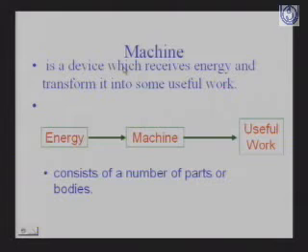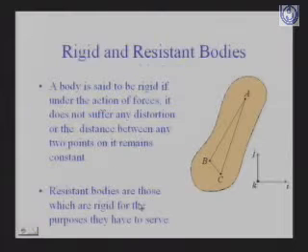If we see what a machine is, basically it is a transformation. It takes the energy in some form and converts it into useful work. Therefore we can say that it is a device which receives energy and transforms it into some useful work. The most important characteristic of the machine is that it consists of a number of parts or bodies, which we call a link or an element.